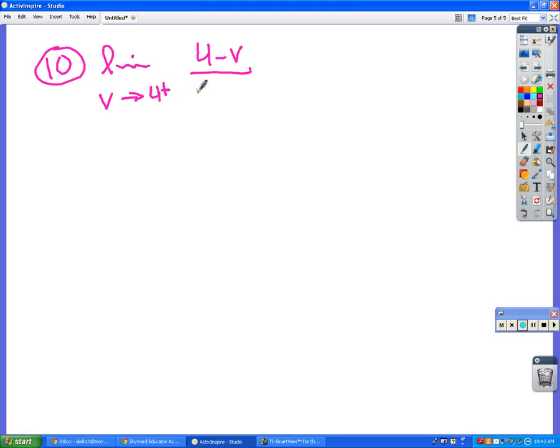All right, number 10. Absolute value is not our friend. What does the graph of the stuff inside the absolute value look like?